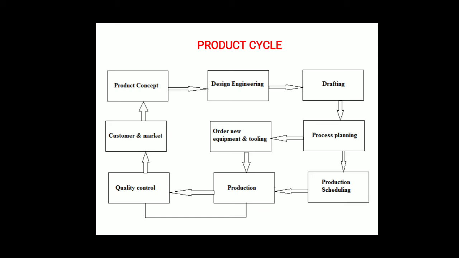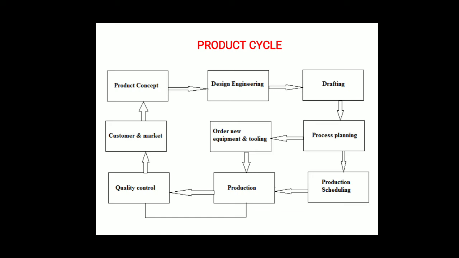In the product cycle, whatever the product design concept is, we create a design from it. After that, we go for the actual design in the design engineering phase. Afterwards, we create the drafting of that model. Then we do process planning for manufacturing, ordering and planning for new equipment and tooling. Side by side, we create scheduling for that process.